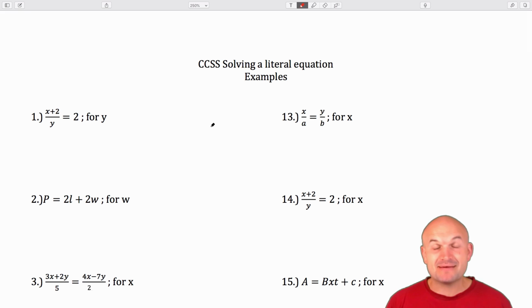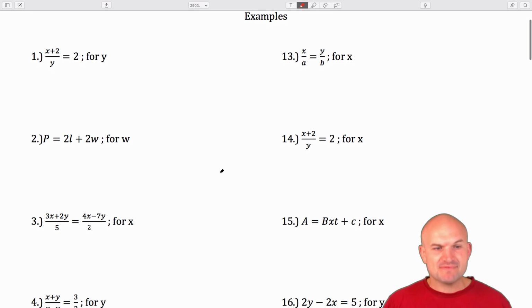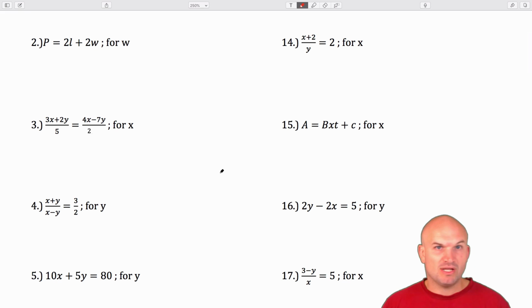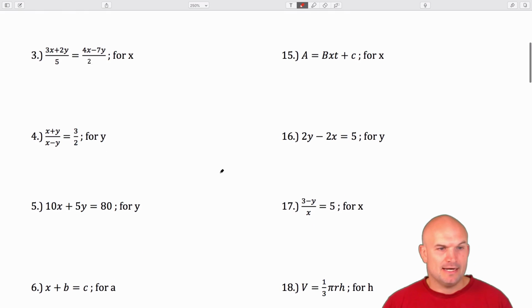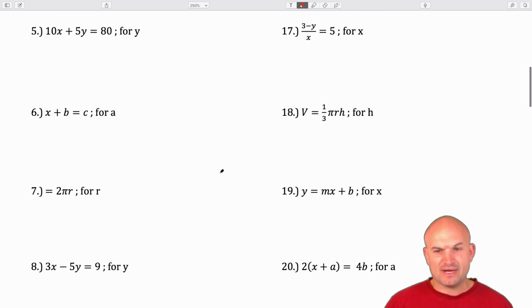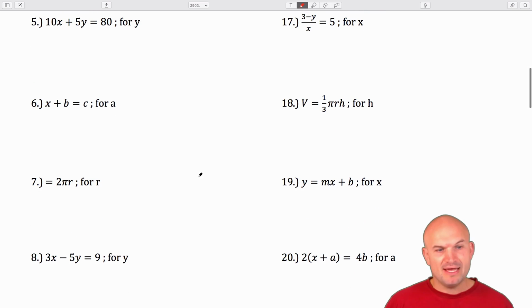I am going to help you solve literal equations, and I'm going to do that by working through 26 different examples. I pulled out some different ways that you might see literal equations. We looked at some formulas as well as some linear equations and also some rational equations. So there are a lot of different ways that literal equations show up.